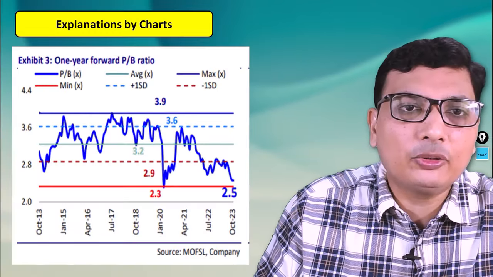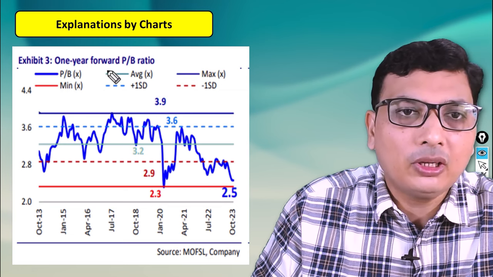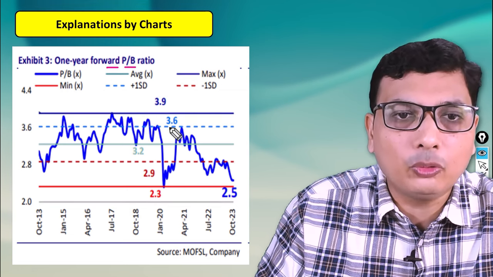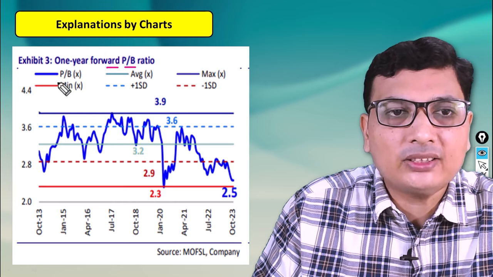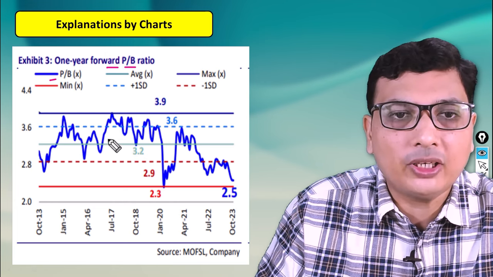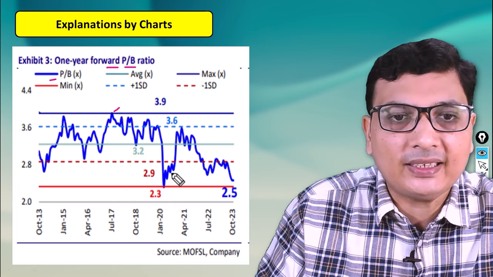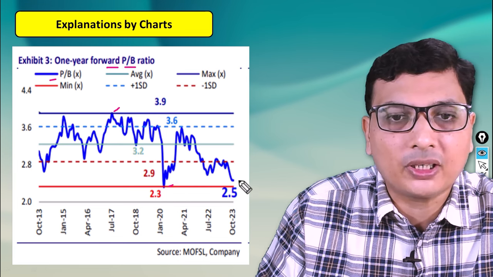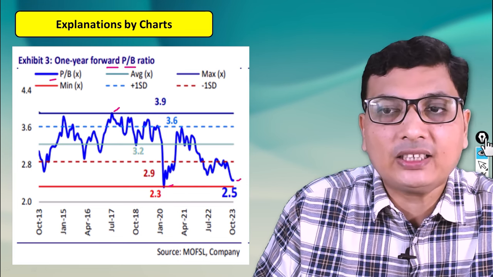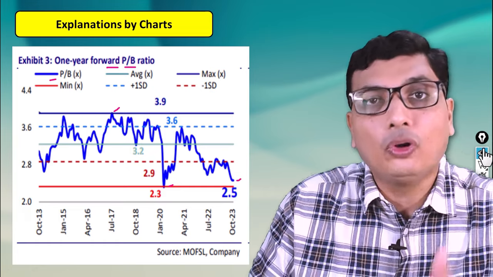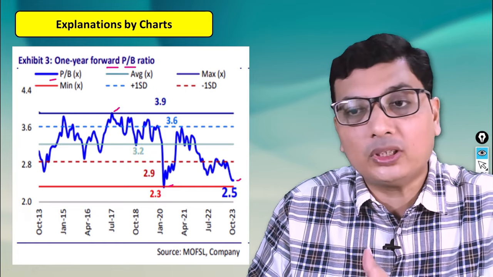Again, here you can see the price to book value ratio, how this ratio has been over the years. You can see the blue line is nothing but the price to book value. It has gone to 3.9, then gone to 2.3, gone up again, then to 2.5. This is how you will be able to understand the flow of the price to book value ratio over time.